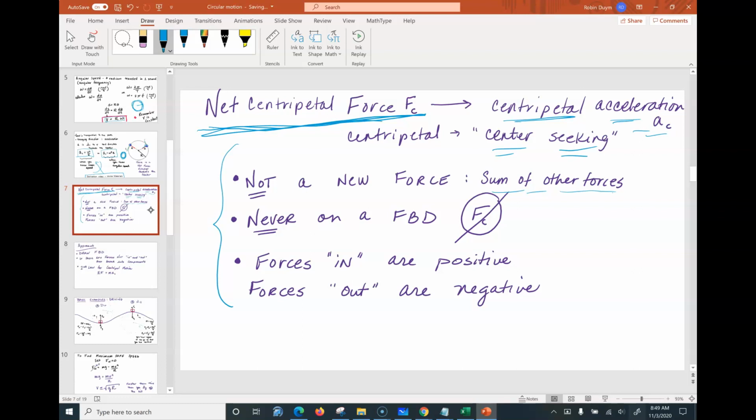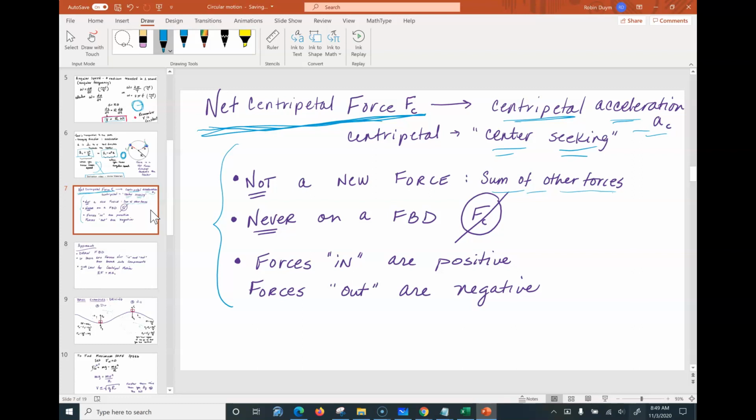Those things are going to add up and get you a net force that's directed towards the center that we call a centripetal force. It is never on a free body diagram. Never. You'll see in our examples. I'm not going to go into it because you'll see in all of our examples.